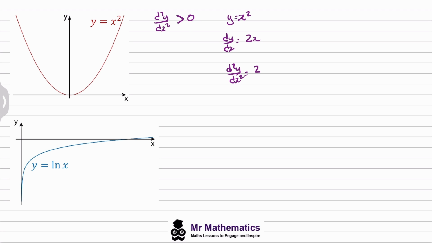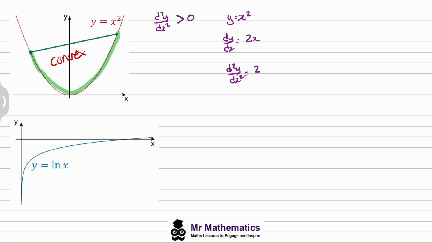Now we describe this as a convex curve. You can tell it's convex because if you join 2 points along this curve with a straight line, the curve is always below the line. So this tells you that it's always convex.